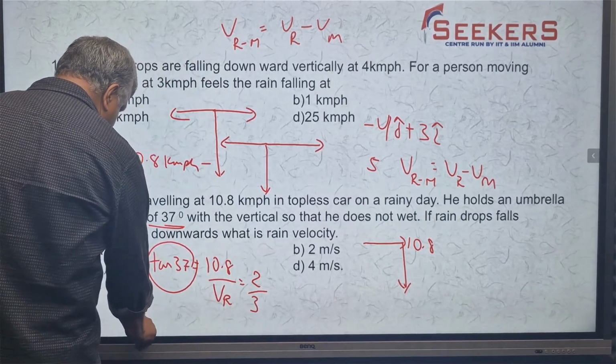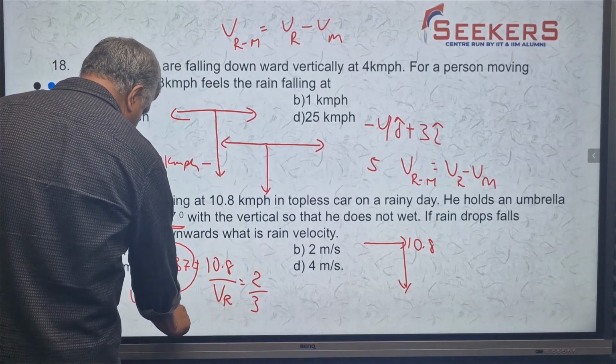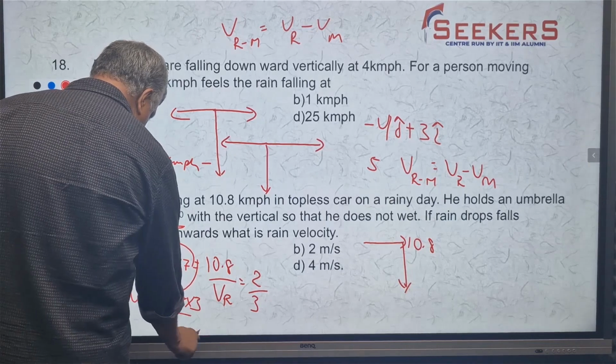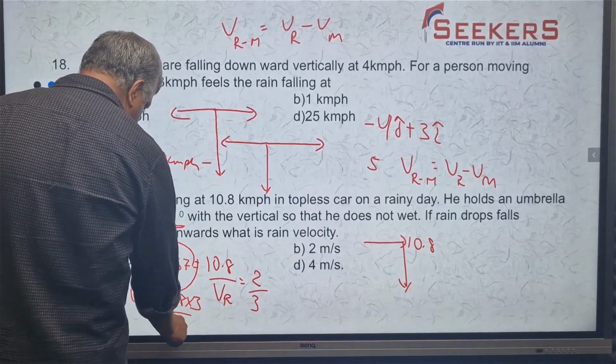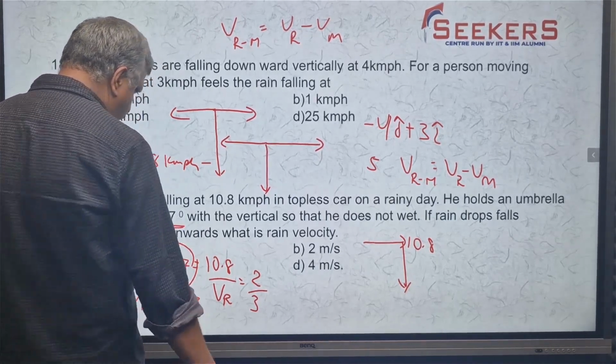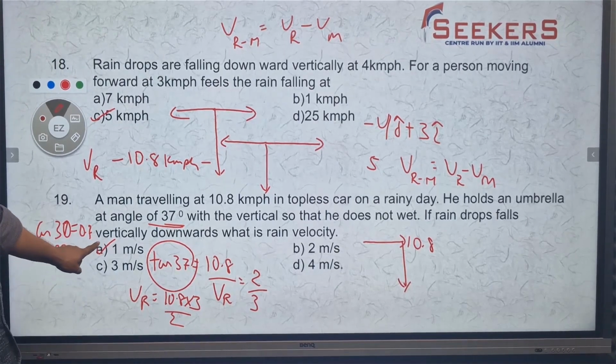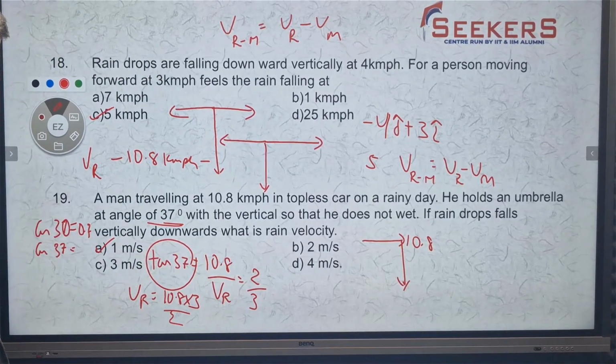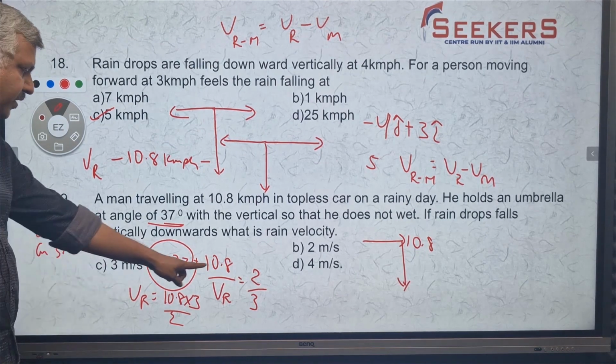So from here I'll say velocity of the rain is equal to 10.8 into 3 by 2. So this will become 16.2. So it will be close to option A. It will be close to option A. I think it is 2 by 3. Otherwise we will see what it is once we know that value exactly.